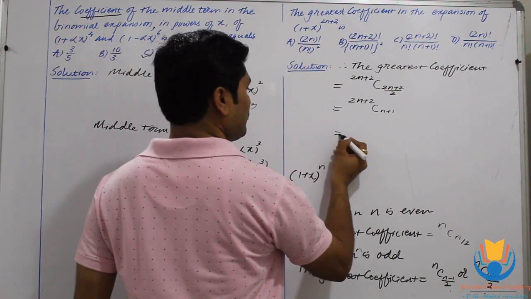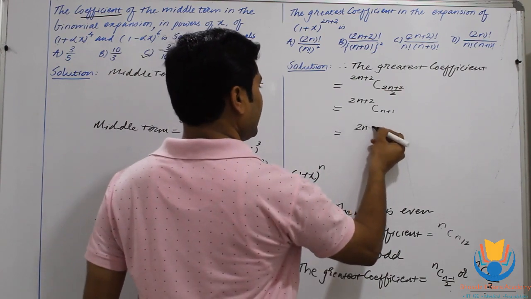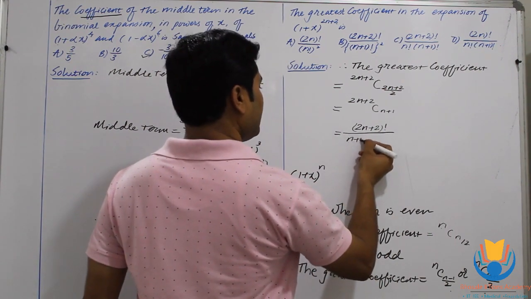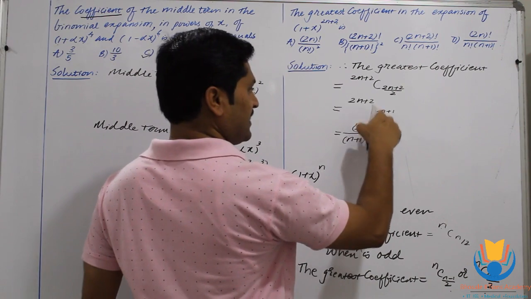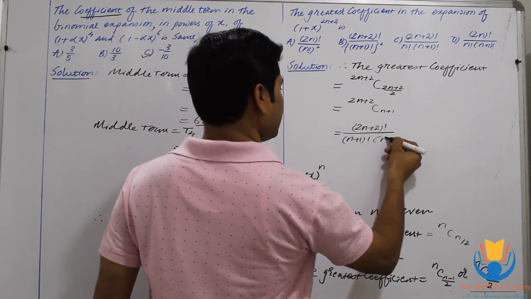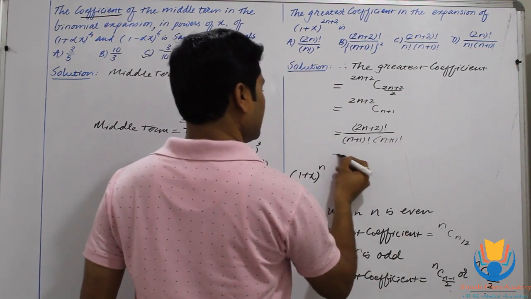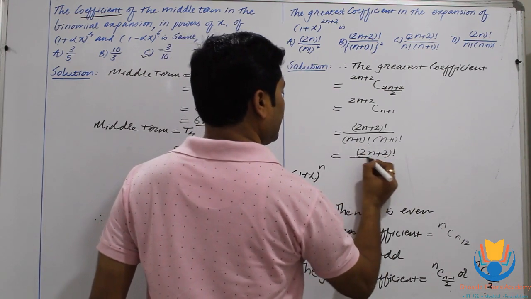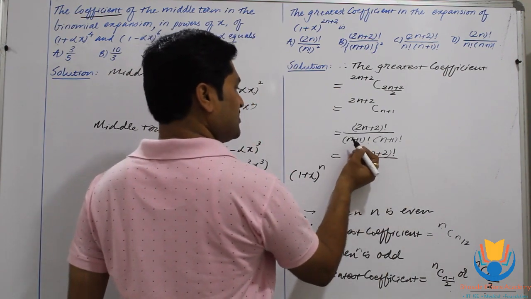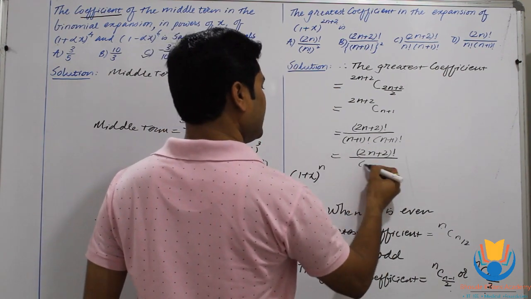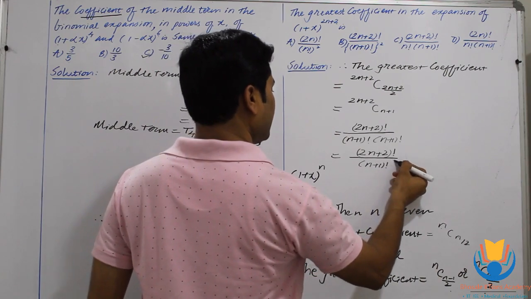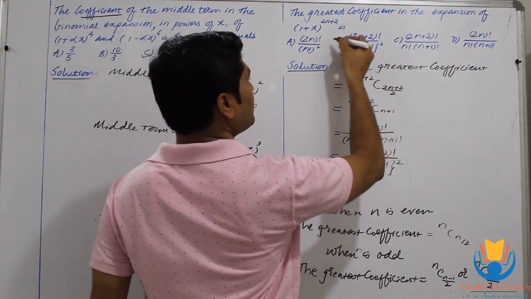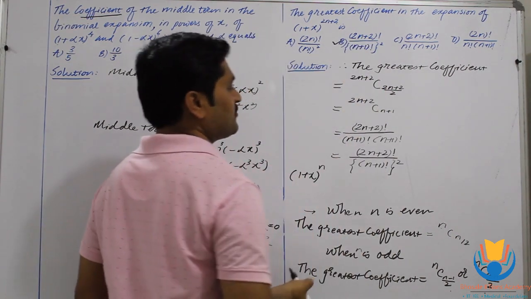So let's use the formula of nCr here. So this is (2n plus 2) whole factorial upon first (n plus 1) factorial, and this minus this is again (n plus 1) factorial. Again we can write the same as (2n plus 2) whole factorial upon (n plus 1) factorial into (n plus 1) factorial, which is (n plus 1) whole factorial whole square. So you can see this in the second option. So this is the correct one.